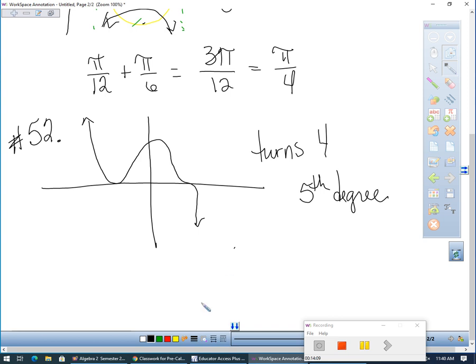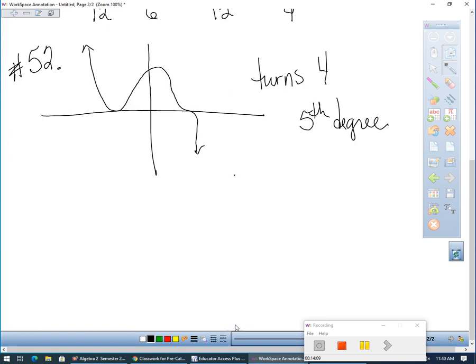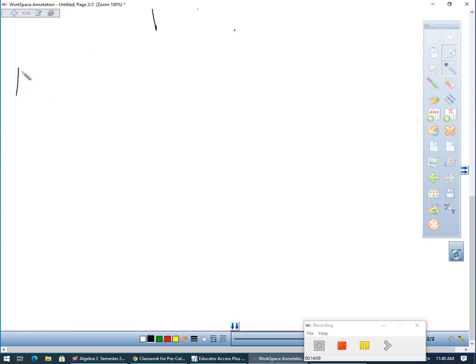Alright. Number 53. On number 53, we have the point xy lies in the third quadrant of an xy plane. So we have x minus y equals 1. And we have x squared plus y squared equals 5. It wants to know what is the value of y that satisfies both of these.